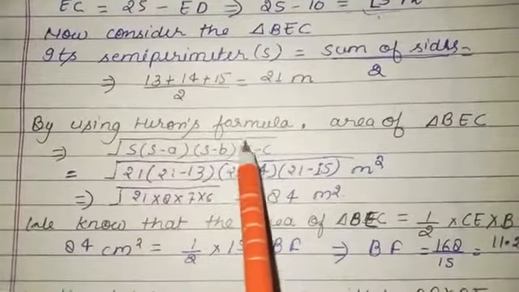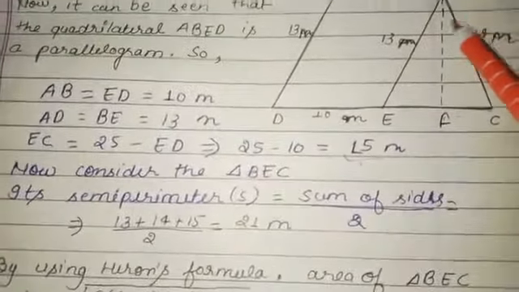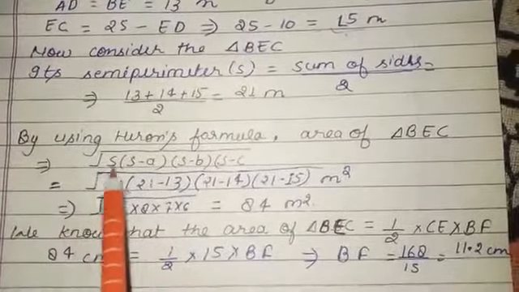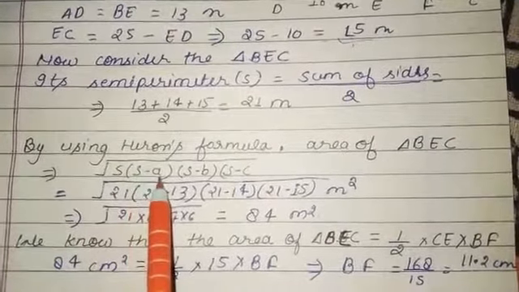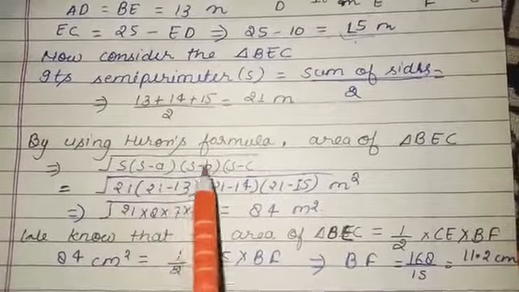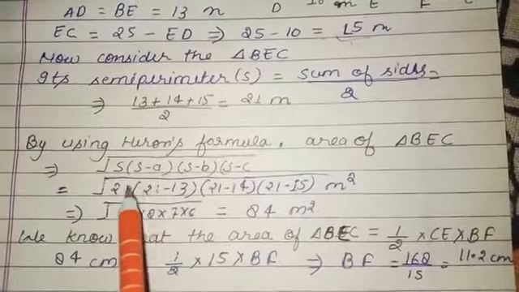By using Heron's formula, we find the area of the triangle BEC. So what is Heron's formula? That is under root S into S minus a, S minus b and S minus c. Here a, b, c are the sides of the triangle and S is the semi perimeter.